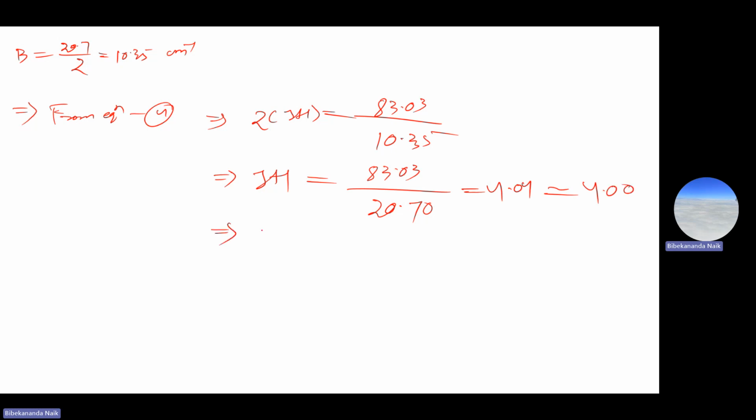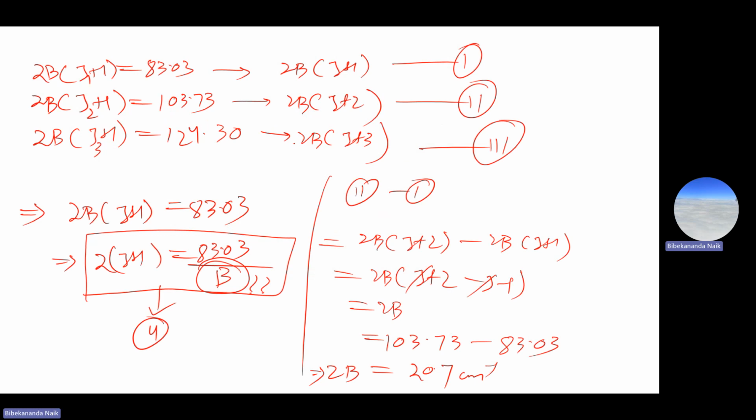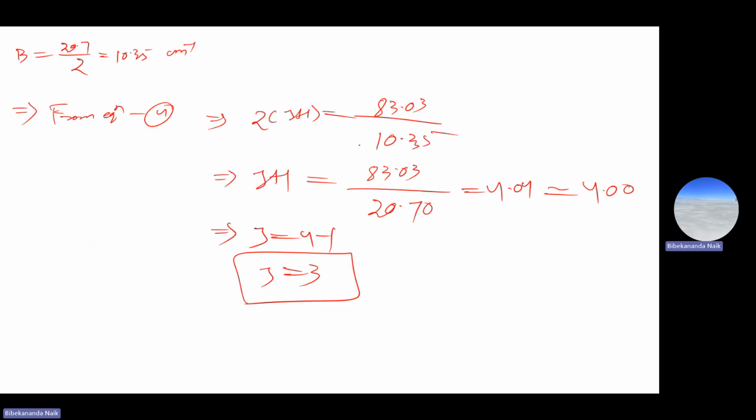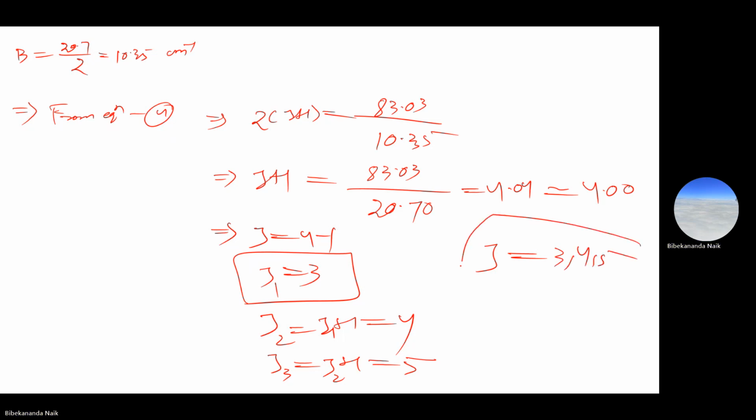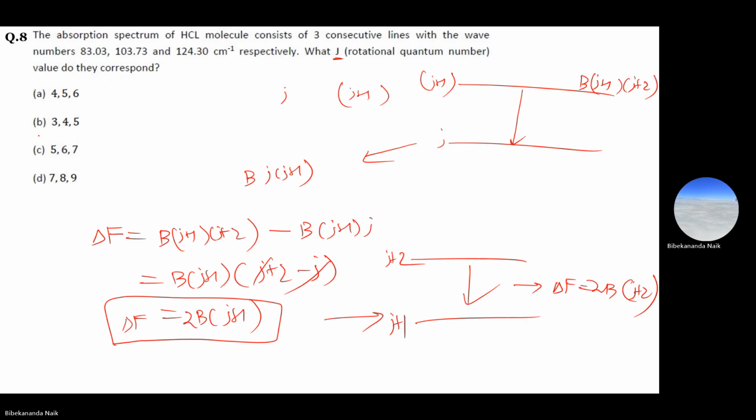So since j plus 1 is 4, j will be 4 minus 1, which will be 3. So j1 is 3, j2 will be j1 plus 1, which will be 4, j3 will be j2 plus 1, which will be 5. So the j values are 3, 4 and 5. So the correct option is option B, 3, 4, 5.